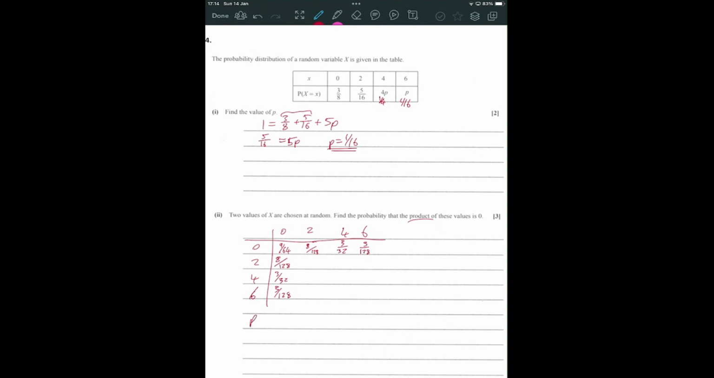The probability that the product is 0 is just going to be the sum of all of those probabilities. So now I just need to add them up carefully in my calculator. And again, I'm going to cheat a little bit and do 2 lots of the repeated ones. So I've got 9 over 16 plus 2 lots of the 8 over 128 plus 2 lots of the 3 over 32 plus 2 lots of the 3 over 128, and that's giving me a half.